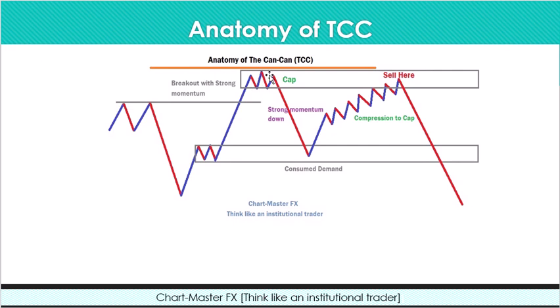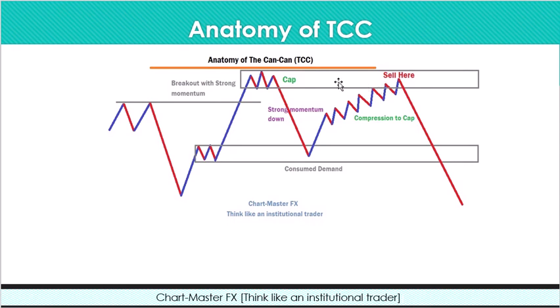Once a cap area is created, the price drops again with strong momentum going to a base. Once the price reaches a base, we expect that the base should hold the price, and the price goes up with strong momentum just for a short time. As the price does that, as though it is approaching the cap area, it approaches the cap area in the form of compression, which is what we call compression to the cap. Once you see that condition, you can sell at the cap area.